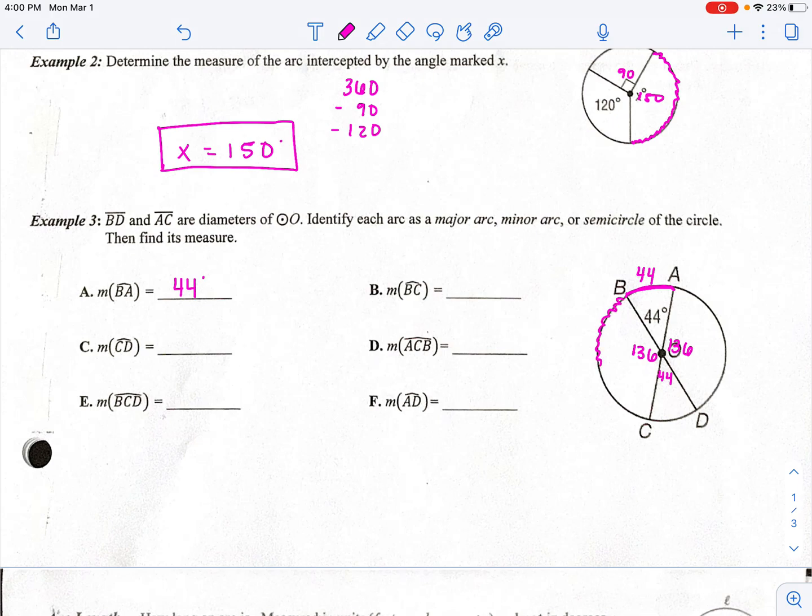Arc BC, B to C. Its central angle is 136, so its arc measure is going to be 136. Arc CD, its central angle is 44, so it's 44. Arc ACB, A to C to B. That's most of this circle right here. So it's all of it but that 44. So I could do 360 minus 44 and get 316.